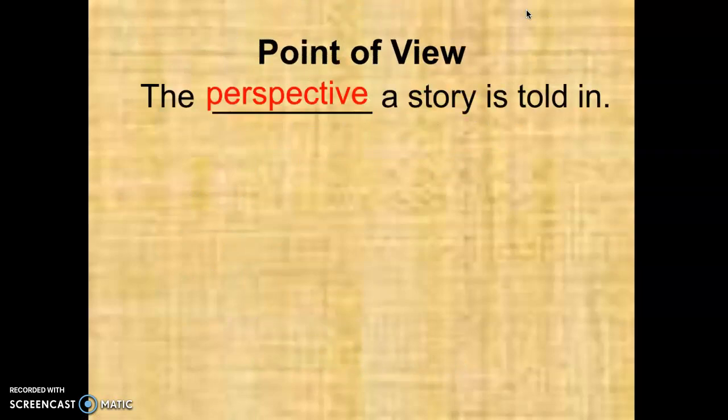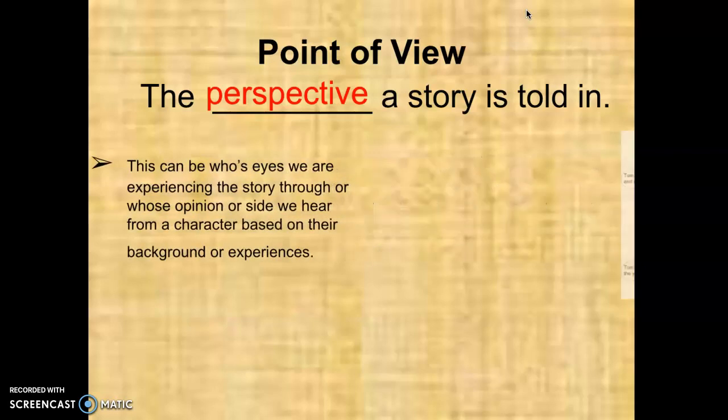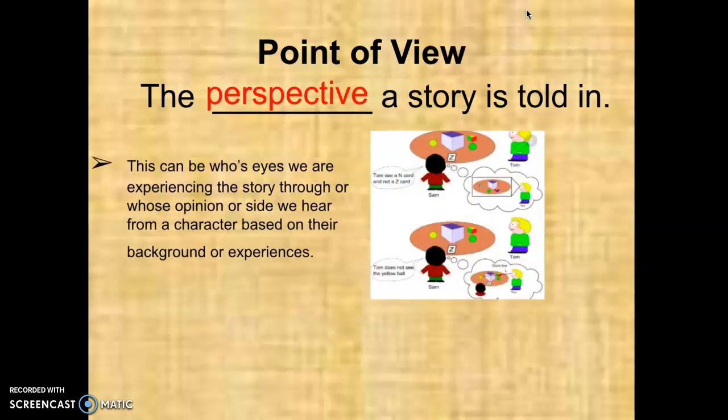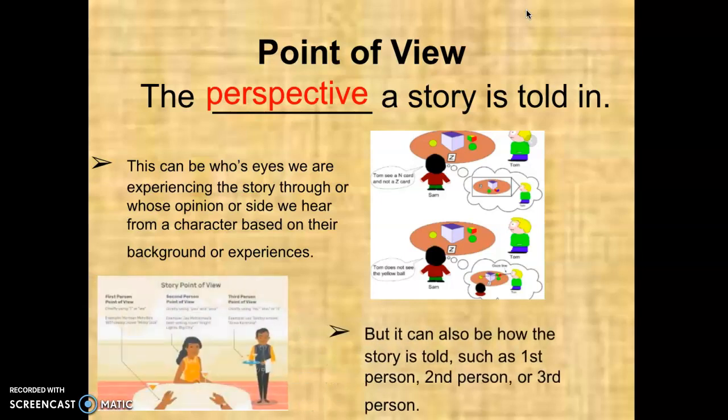This is the perspective a story is told in. And this can be whose eyes we are experiencing the story through, or whose opinion or side do we hear based on background and experiences that are shared. It can also be how the story is told in, such as first person, second person, or third person.